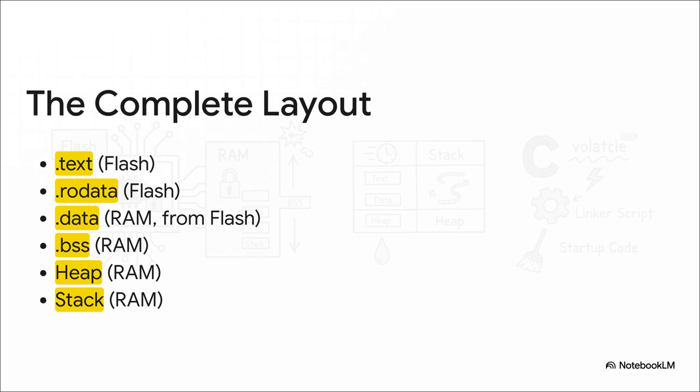Your actual compiled code, what we call the .text section, lives in flash. Same goes for any constant data, that's .rodata. Pretty much everything else happens in RAM. You've got .data for your global variables that start with a specific value, .bss for the ones that just start at 0, the heap for memory you manage yourself, and finally the stack for all your local function variables. We're going to dig into each one.